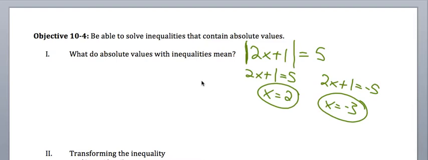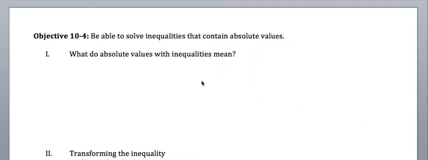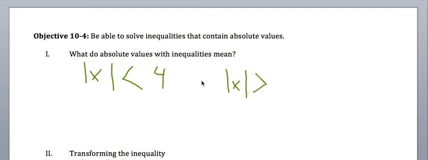Okay, so what I want you to think about now is this. In your mind, what do each of these absolute values mean? If you had to describe the values of x to someone else here, how would you describe in your own words what each of these absolute value inequalities means? Think about that for a second, pause, and then come back.